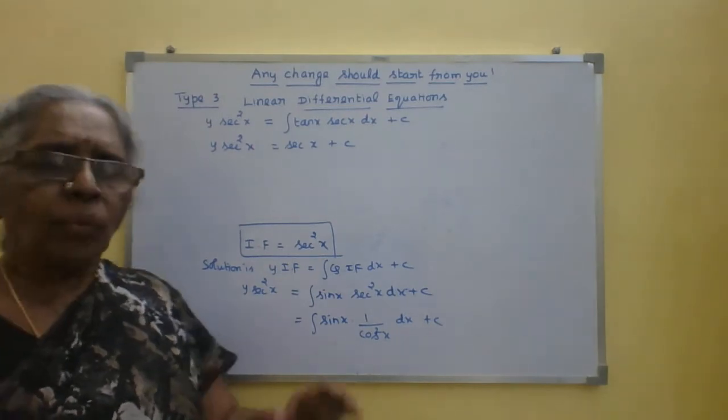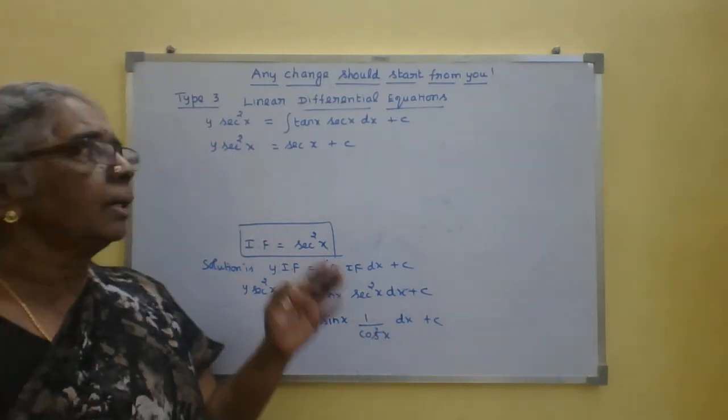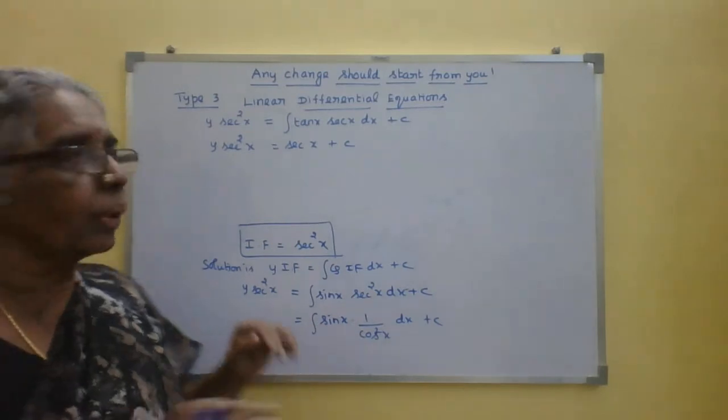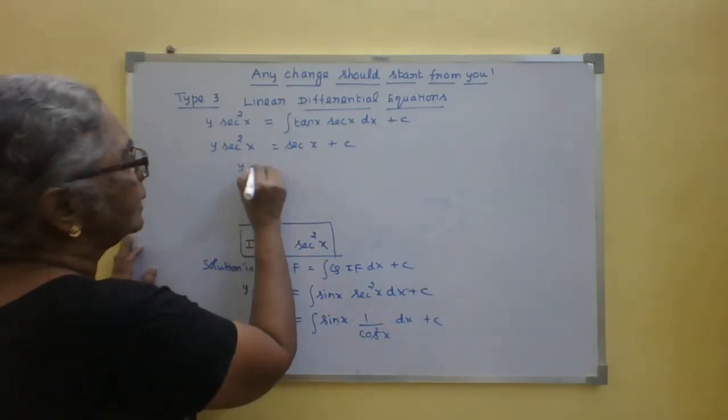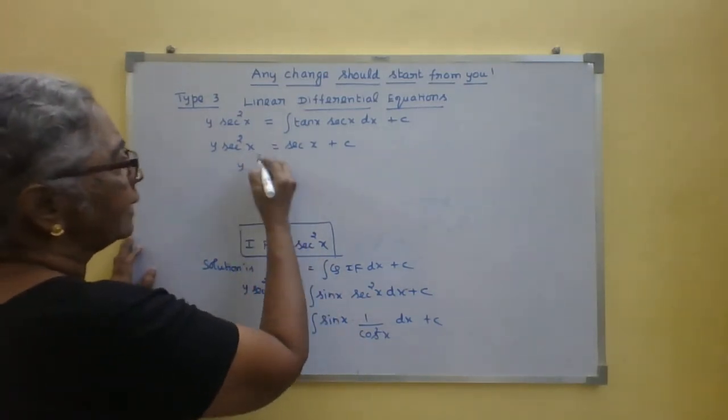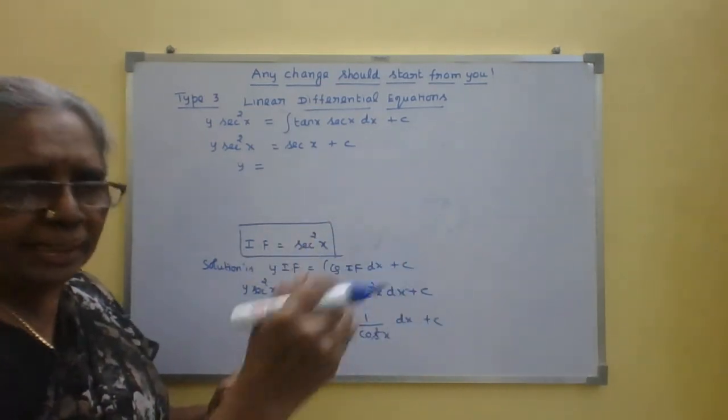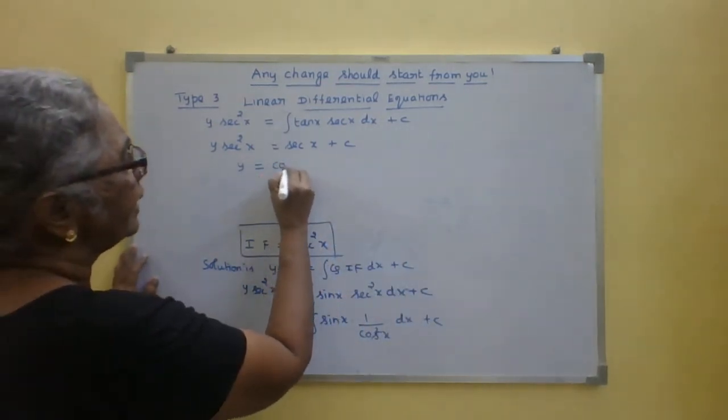Now, if you want to give it in a neater format, you can divide the whole thing by secant squared x. So I will get y is equal to secant x by secant squared x, which will be 1 by secant x, which I can write as cos x.